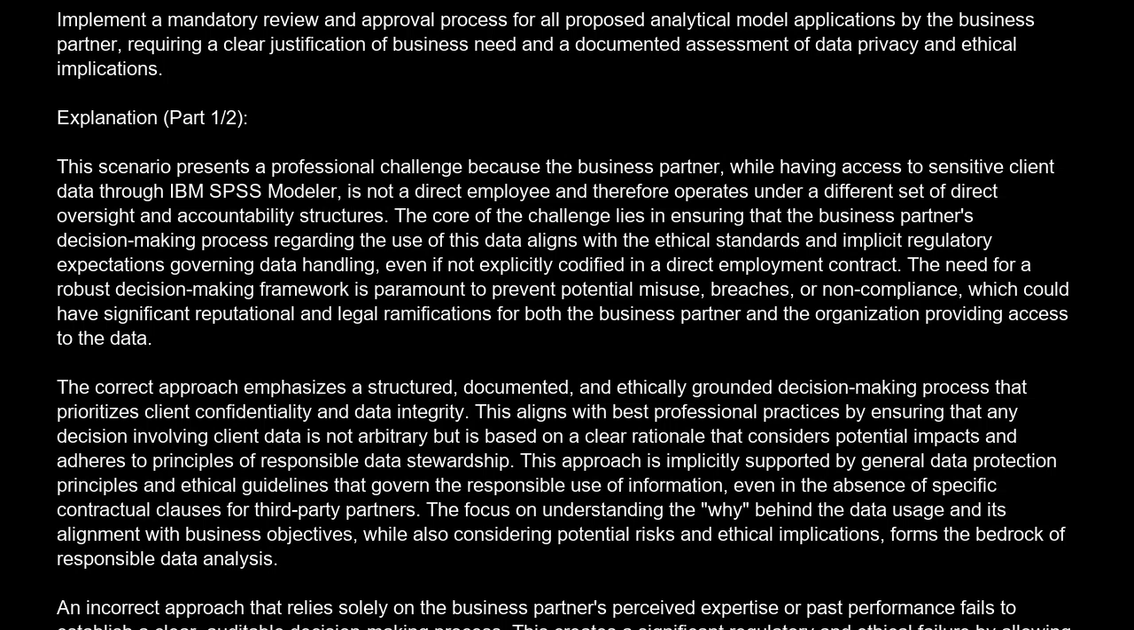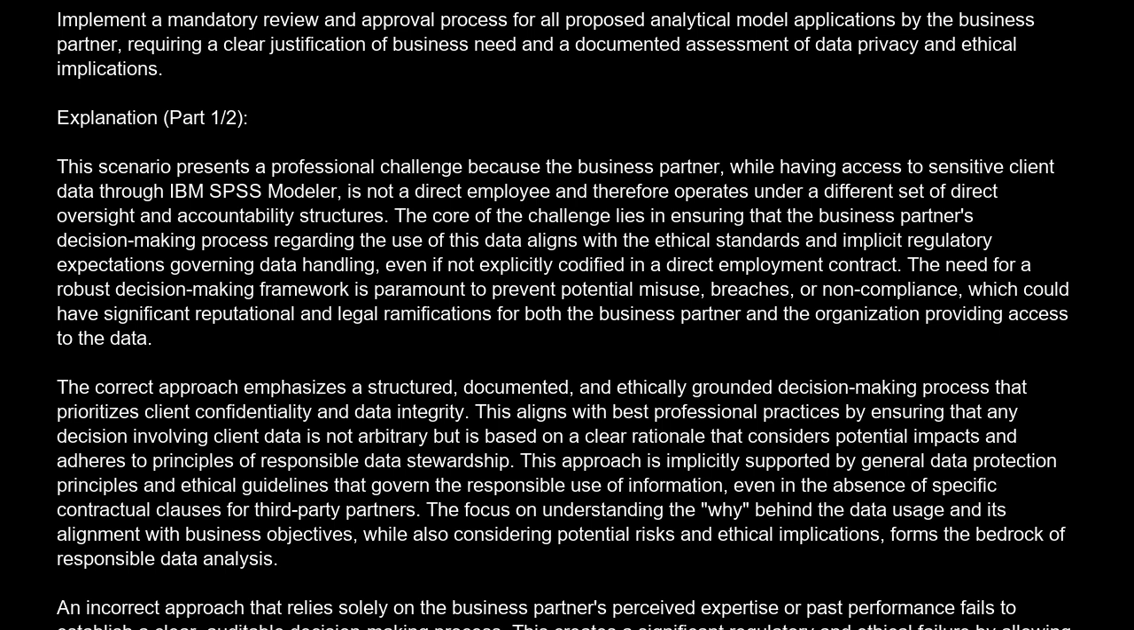The correct answer is C. Implement a mandatory review and approval process for all proposed analytical model applications by the business partner, requiring a clear justification of business need and a documented assessment of data privacy and ethical implications.